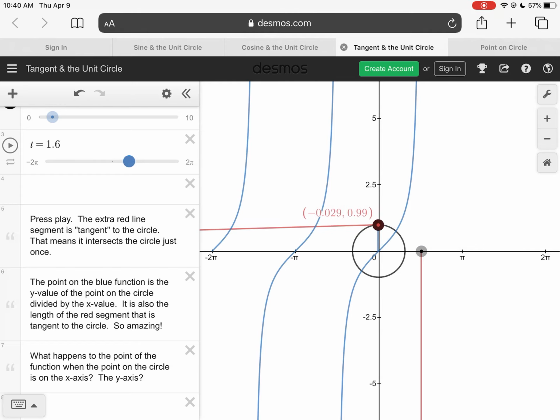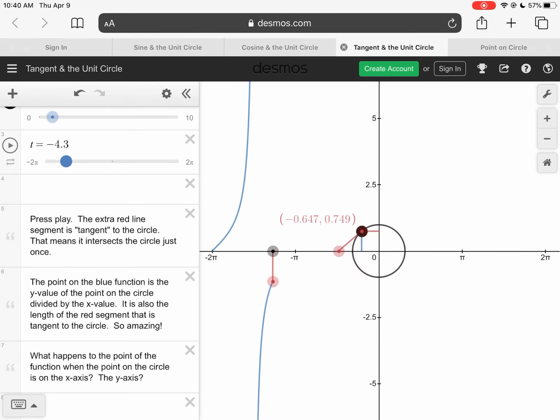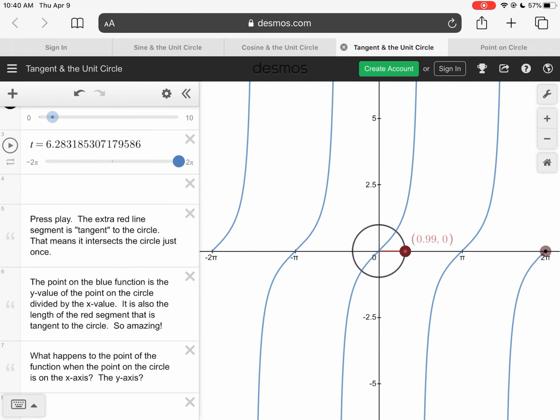And when it's exactly there, I don't think I'll be able to get it there, but when it's exactly on the y-axis, there isn't a tangent line that intersects with the x-axis, so it's undefined, it's infinite. And so you see on this curve, we end up getting these vertical asymptotes. You can see at 0, pi, and 2 pi we have zeros, but halfway in between, at pi over 2 and 3 pi over 2, the tangent function's undefined.